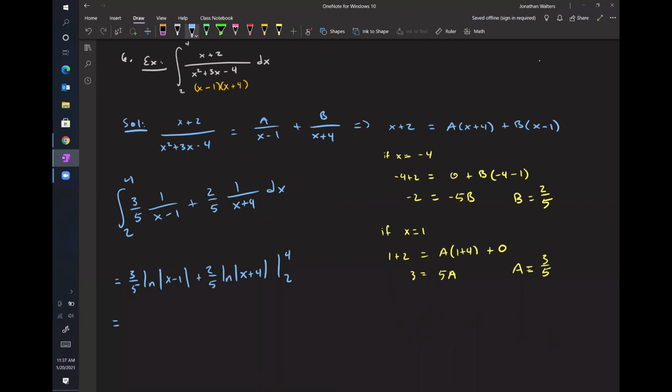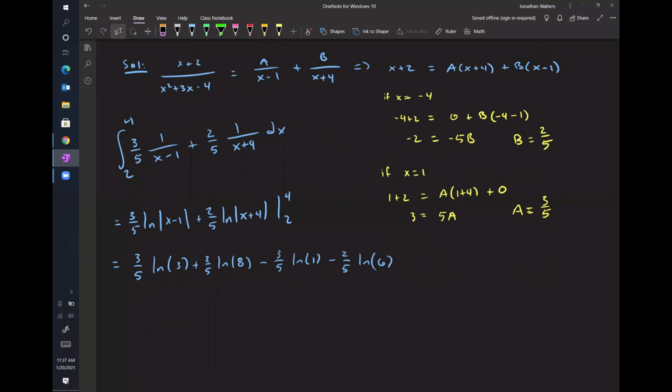To plug in those bounds, we get 3/5 natural log of 3 plus 2/5 natural log of 8 minus 3/5 natural log of 1 minus 2/5 natural log of 6. And probably the only thing I really want to simplify here, this natural log of 1 is going to be 0.